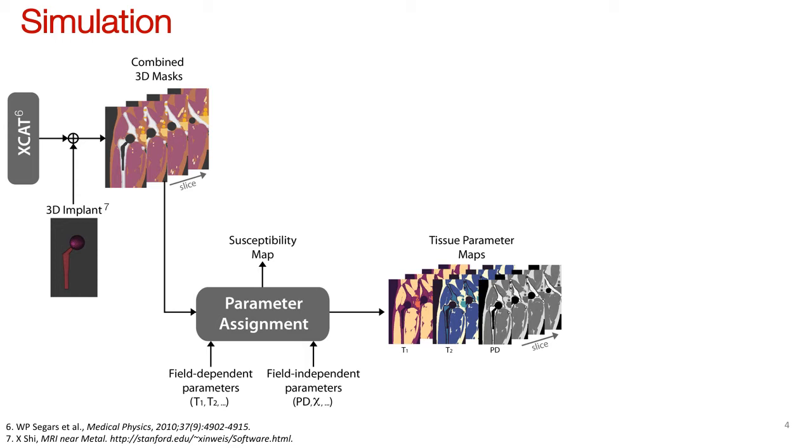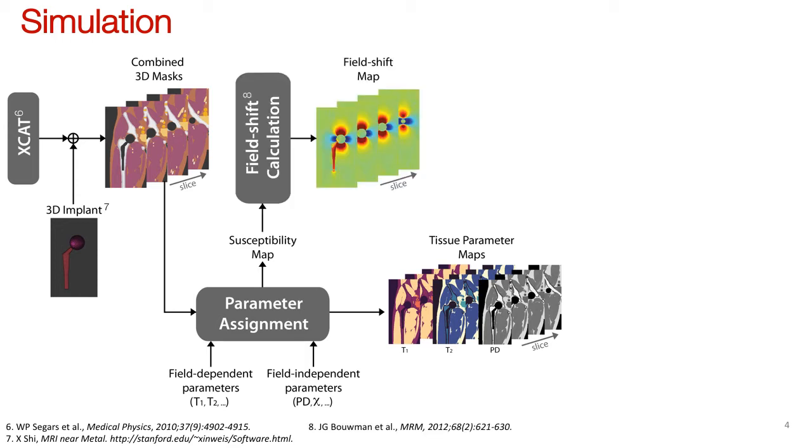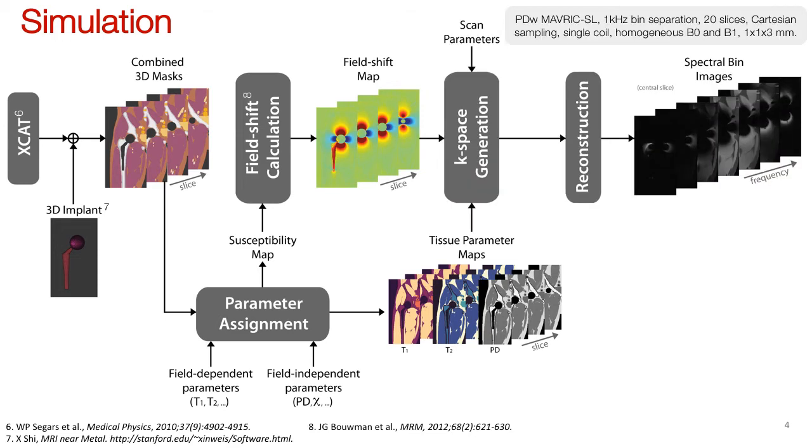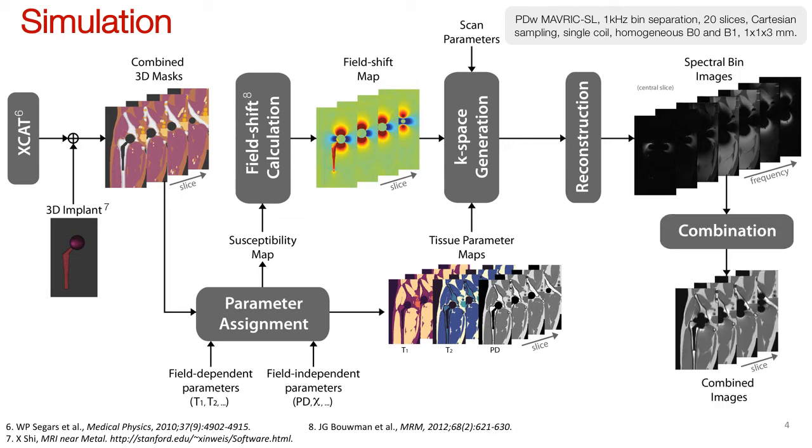The susceptibility-induced field shift is calculated using a Fourier-based convolution method. We simulated a PD-weighted MAVRIC-SL sequence with phase encoding in the left-right and anterior-posterior directions. Simulated spectral bin images are combined with quadrature summation.